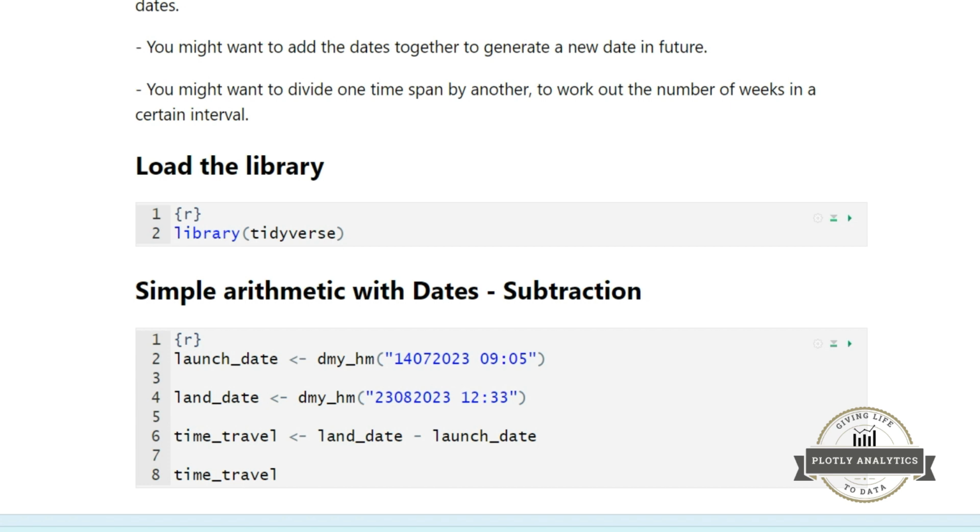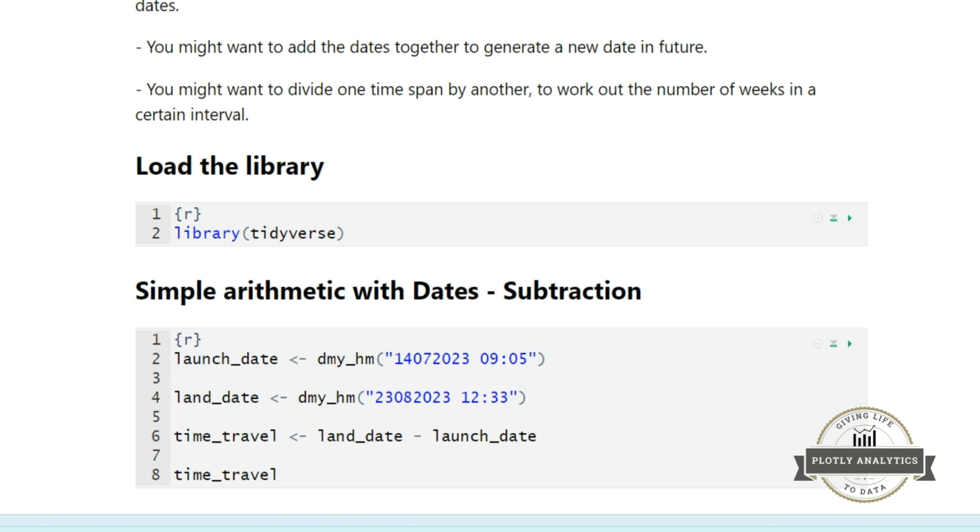Now, can we find out how many days the spacecraft had to travel before landing on the moon surface? Chandrayaan-3 was launched from Satish Dhawan Space Center on 14th of July 2023 at 9:05 UTC. So we'll use these two dates and subtract them to find out the number of days the spacecraft had traveled before landing on the moon surface.